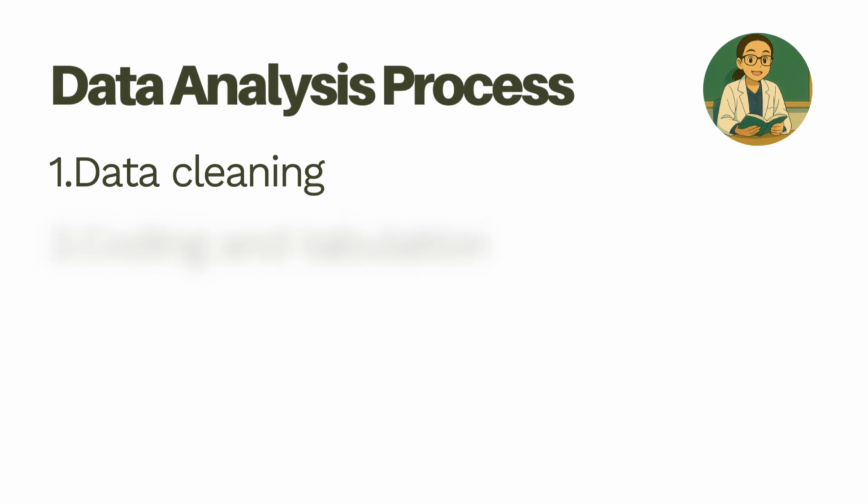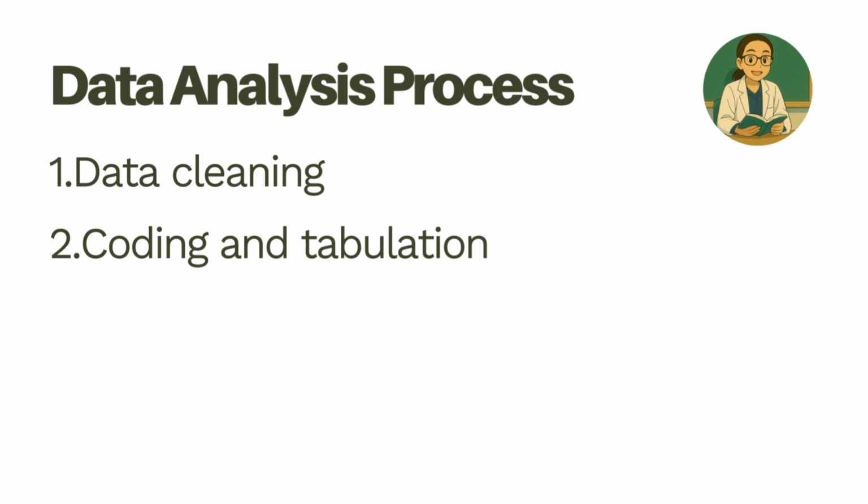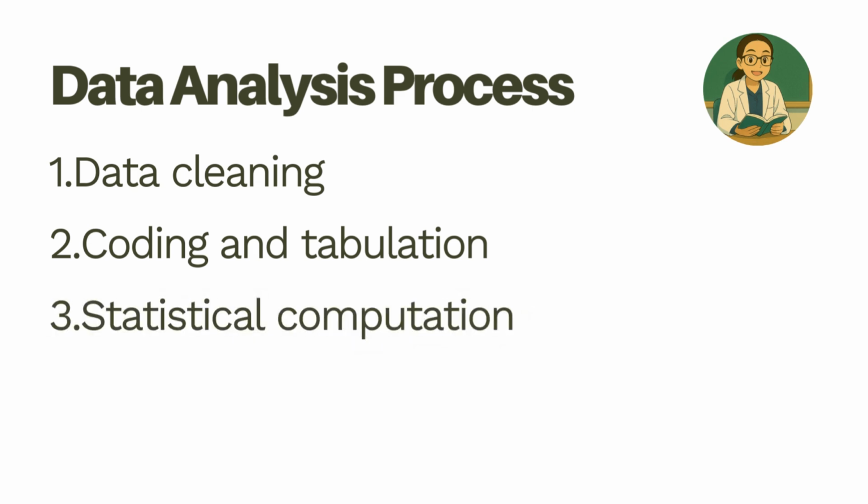The second step is coding and tabulation. Responses are converted into numerical codes and organized into tables. This makes the data ready for statistical analysis. The third step is statistical computation. This is where statistical tools, such as mean or t-test, are applied to analyze the data.